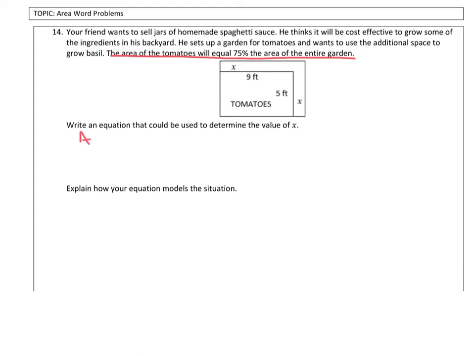It says the area of the tomatoes will equal, so I'm going to put my equal sign, 75%. How do I represent 75% in mathematics? I use a decimal. I move the decimal over 2 places, so 0.75. 75% of the area of the entire garden. So 75% of the area of the whole garden.